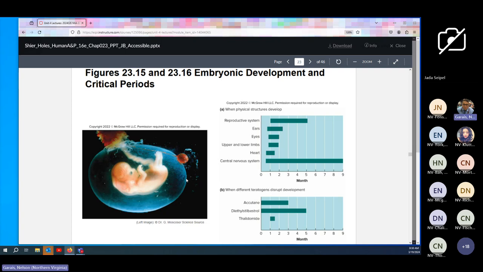Now, weeks 6 through 9 in obstetrics and developmental biology is crucial, because that's where you have what they call organogenesis, or the creation of your organs. And you can see here, look at in the first month and a half, so that's week 6 through week 9, look at your heart, limbs, eyes, ears, and reproductive system, right? They're all kicking in, right?